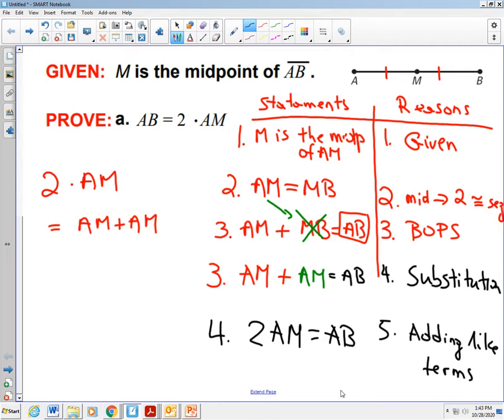Now, if you want to be more technical, you can also say AB is equal to 2 times AN, and you could say this is the symmetric property. You guys remember symmetric property? If A is equal to B, then B is equal to A. So you could do that, but that's fine with me. Okay? Okay, somehow I messed up steps. I repeat 3 twice, so that should be 4, and that should be 5. Okay? So that's proof number 1.